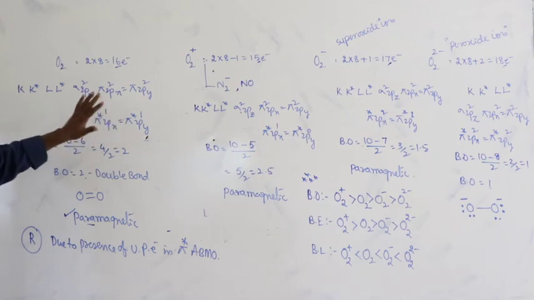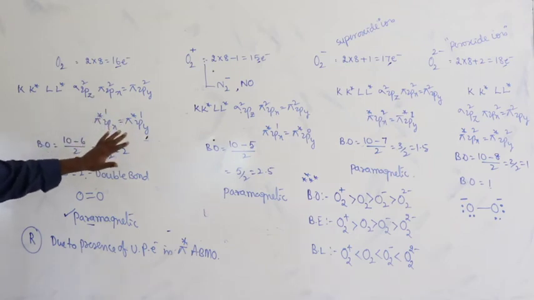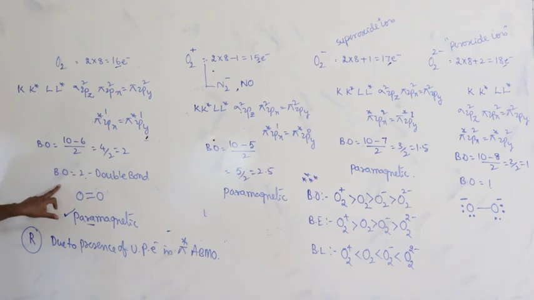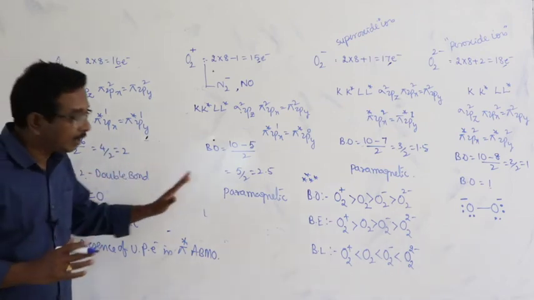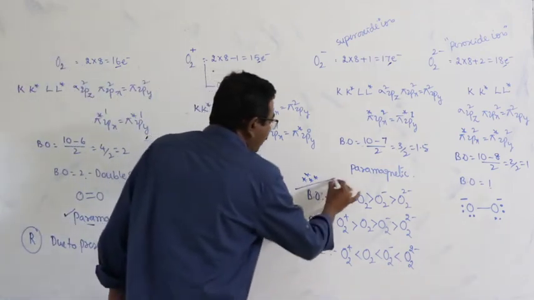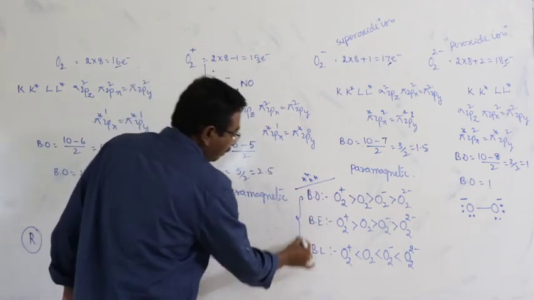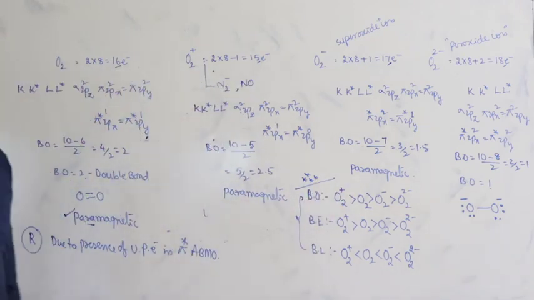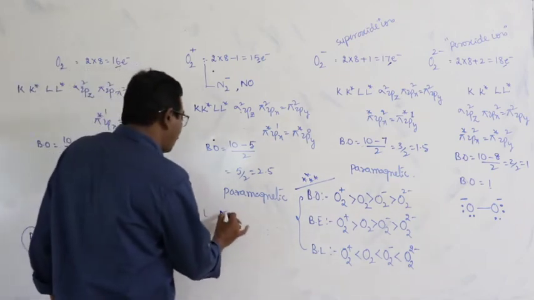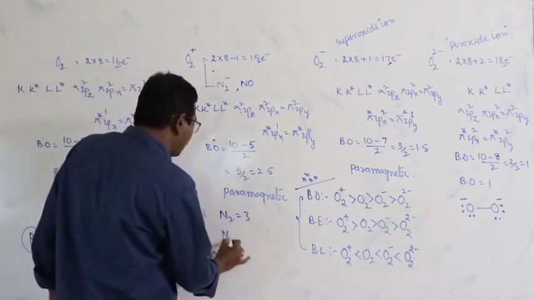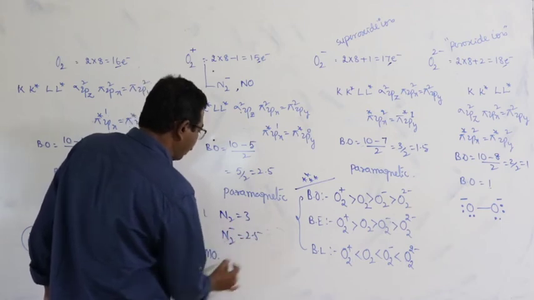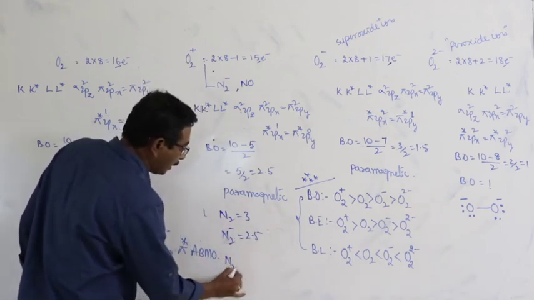This is about the application of molecular orbital theory and calculation of bond order, identification of the nature of the species and determination of stability of the different species. Objective point of view, very important. Here, what is the bond order in nitrogen? 3. What is the bond order in N2 minus? 2.5. What is the bond order in N2 plus?